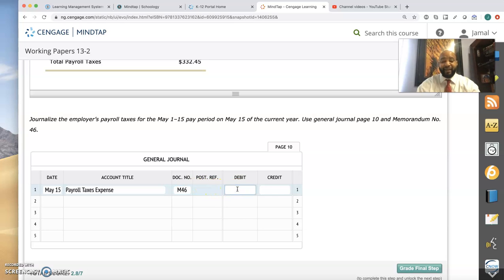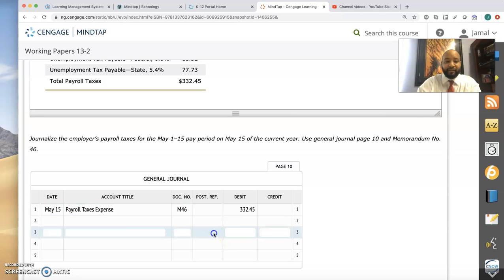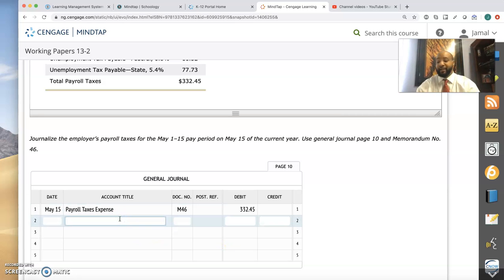M46. Payroll tax expense. A debit or credit? Well, remember, the first thing you type is always on the debit side. And it's an expense. We know expenses are always debited. What are they debited for? Well, the total payroll taxes. Because that's what we're paying. Payroll tax expense, 332.45. Great.